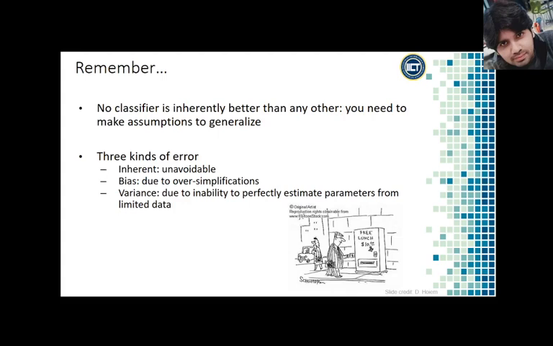Now, one thing which I come across the most is which supervised learning algorithm to apply. So let me tell you that there is no classifier which is inherently better than any other. You need to make assumptions to generalize. And there are three kinds of errors: inherent, which is unavoidable; bias due to oversimplifications; and variance due to inability to perfectly estimate parameters from limited data. This phenomenon is also referred to as the no free lunch theorem.